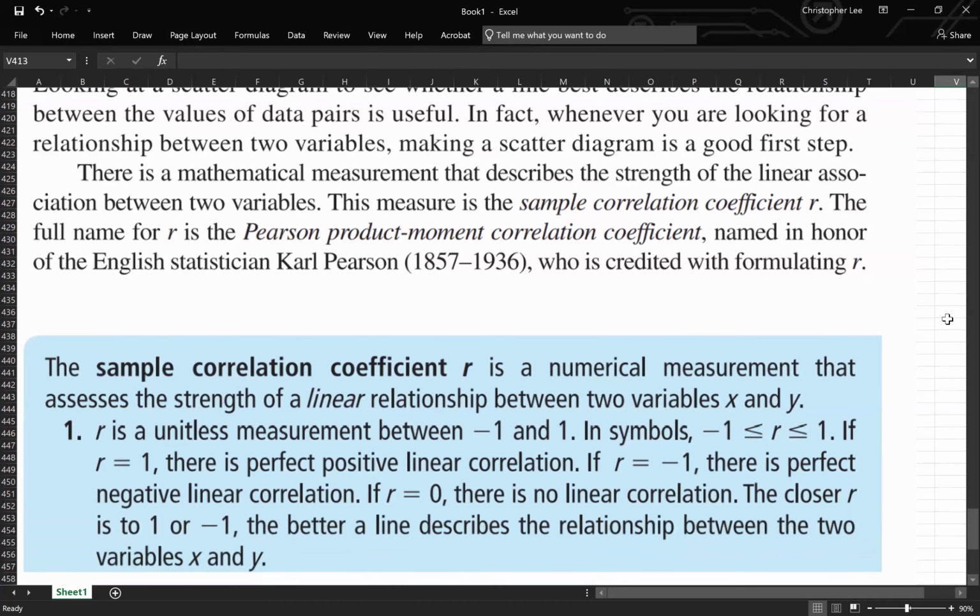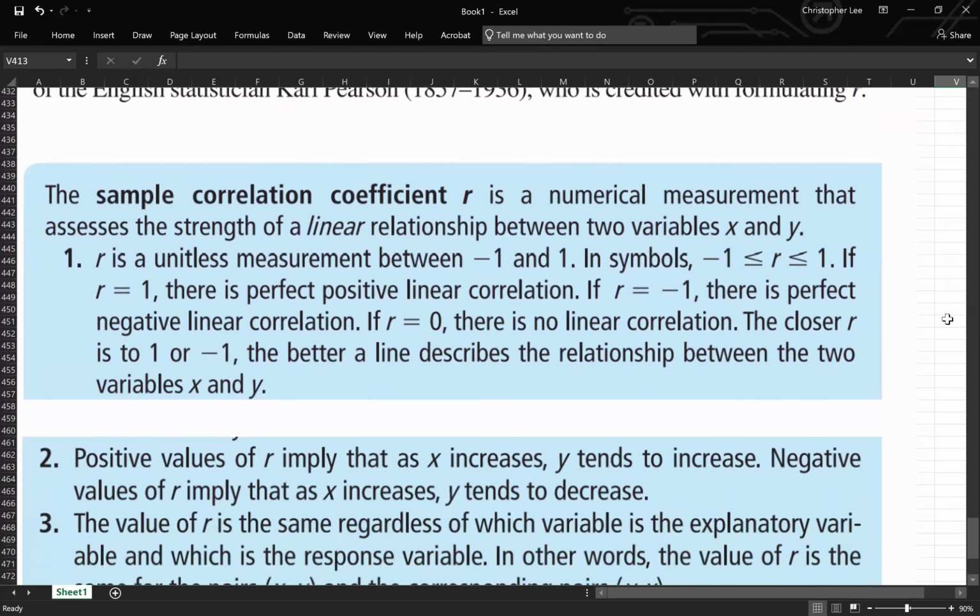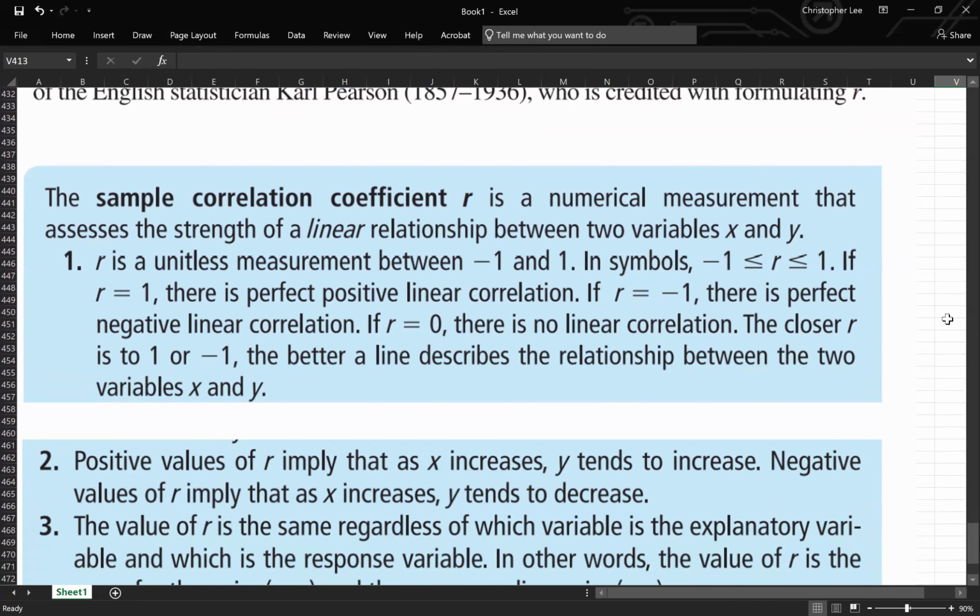The closer R is to 1 or to -1, the better a line describes a relationship between the two variables X and Y. Positive values of R imply that as X increases, Y tends to increase. Negative values of R imply that as X increases, Y tends to decrease.